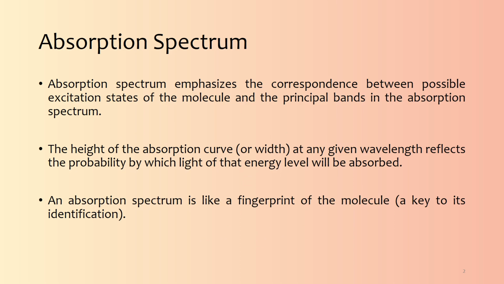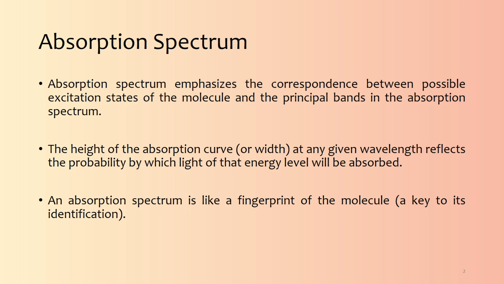First of all, absorption spectrum. How does one illustrate the efficiency of light absorption and its physiological effects? In the coming slide, a graph is shown in which the absorption of light by a pigment, in this case chlorophyll molecule, measured as relative absorbance, is plotted as a function of wavelength. The resulting graph is known as an absorption spectrum, which emphasizes the correspondence between possible excitation states of the molecule and the principal bands in the absorption spectrum.